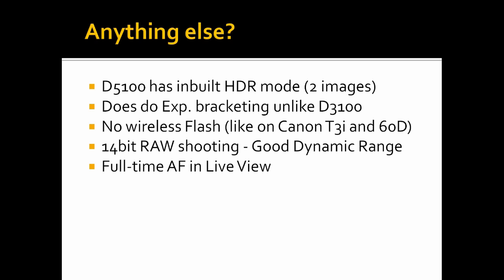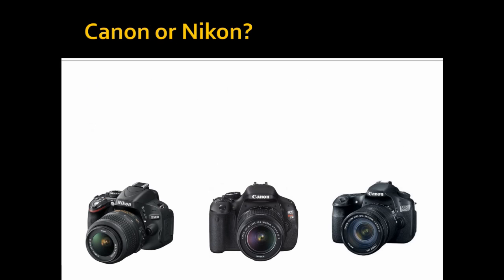Now it has a full-time autofocus in live view, which is not found on the Canon cameras. So it's a little buggy, and it can drop out focus. You can lose objects with it, but if they ever improve that in future, it's going to be a great feature. So that'll allow you to actually have autofocus in video mode, unlike the Canons.